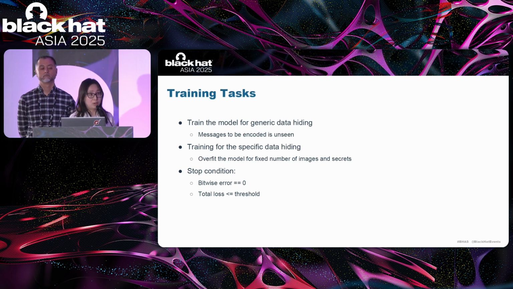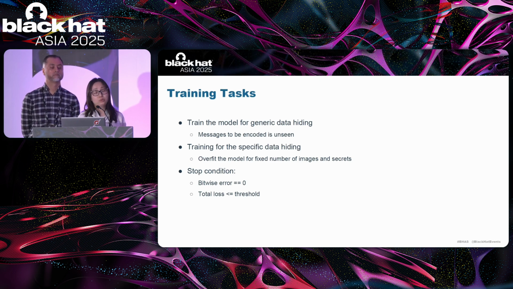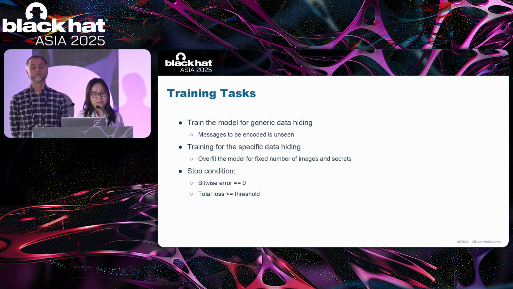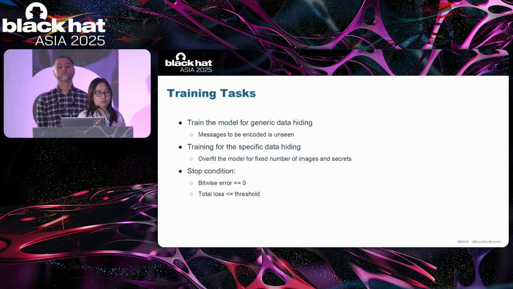Now we need to train the model. We have two training tasks. Firstly, we want to train a generic model, which means that we can hide arbitrary data into the encoder and decode it. And the second task, we want to train the specific data hiding. In this case, we only train the model on a small set of data with a small set of payload, and then we overfit the model to try to get higher accuracy.